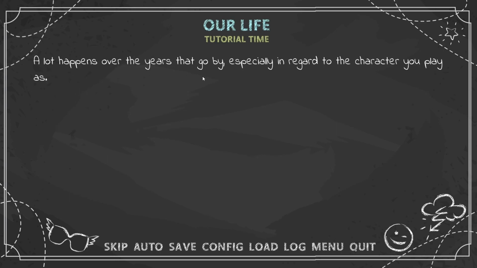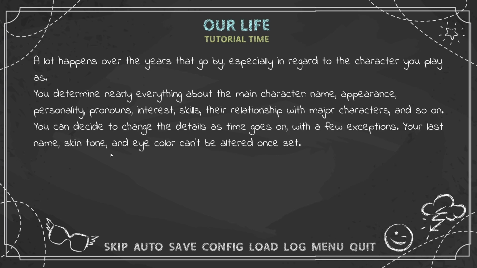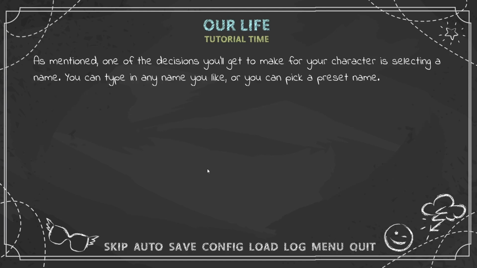A lot happens over the years that go by, especially in regards to the character you play as. You determine nearly everything about the main character: name, appearance, personality, pronouns, interests, skills, their relationship with major characters, and so on. You can decide to change the details as time goes on, with a few exceptions. Your last name, skin tone, and eye color can't be altered once set. Much of the MC's basic traits are determined at the character creation screen. As the MC grows up, more options become available on the screen.